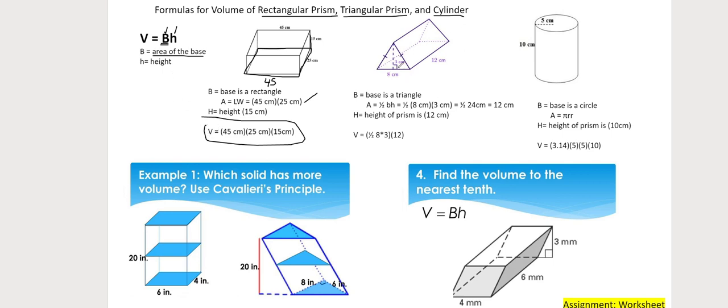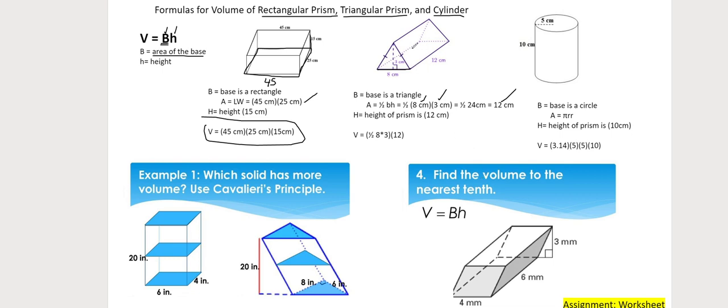Now, if we look at the triangular prism, you're going to take the triangle as being your base, always. This is your base, okay? So remember how we find the area of a triangle is 1/2 base times height. In this case, the base of the triangle is 8. It's right here. The height is 3. It's right here. So if we multiply 8 times 3, that is 24. You take half of that, divided by 2, and you're going to get 12. So there it is, 12.